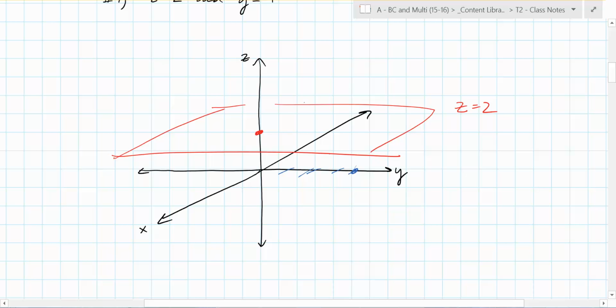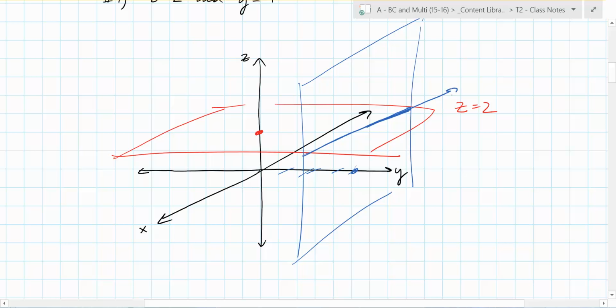Then where's this one going to be? Maybe right like this. So where do they intersect? They intersect right there. Does everybody see what I'm talking about? It just takes practice. There's this line. So they intersect in a line.